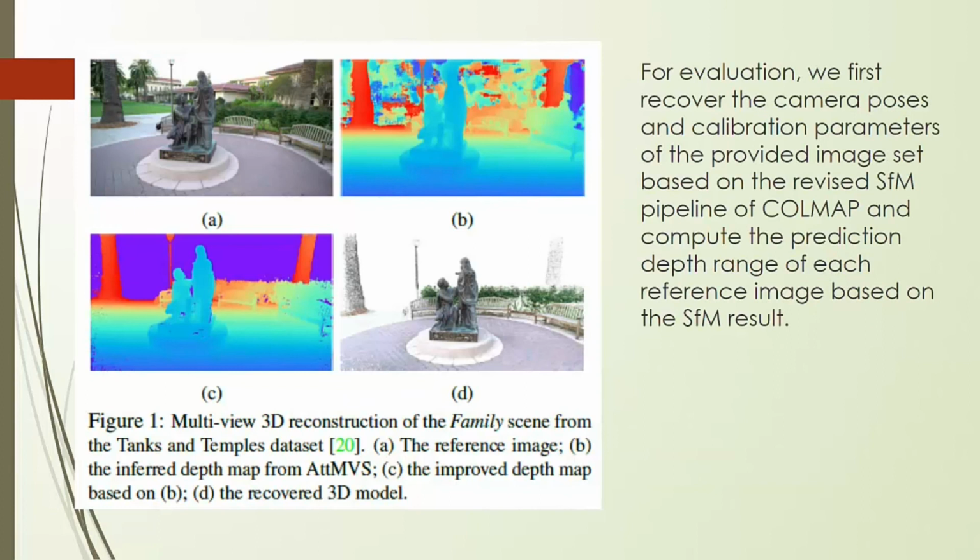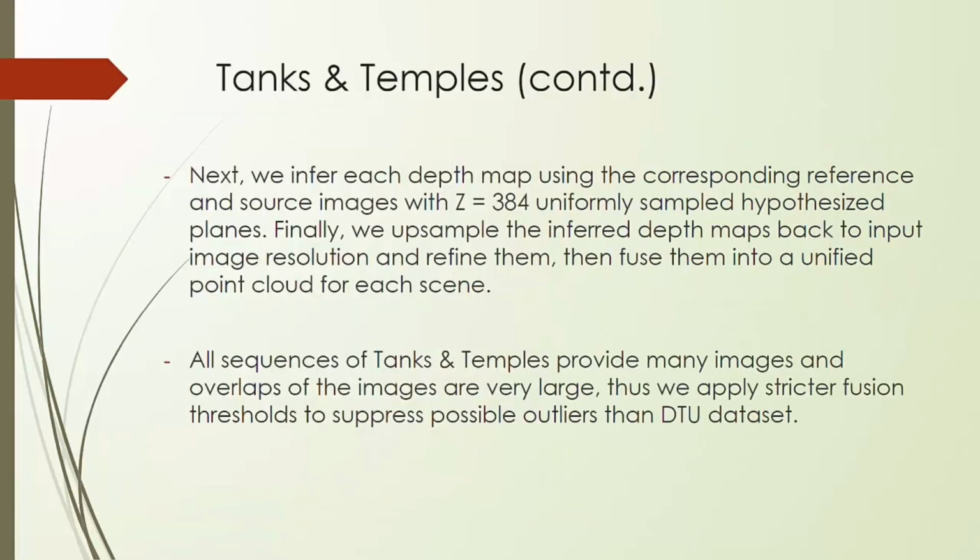So here we are trying to reconstruct the 3D image of a statue. The depth maps evaluated are shown on the right, and C shows the improved depth map of the filtering algorithm. D is a finely recovered 3D model. As mentioned earlier, we sampled the inferred depth maps back to input resolution, which has improved the performance.